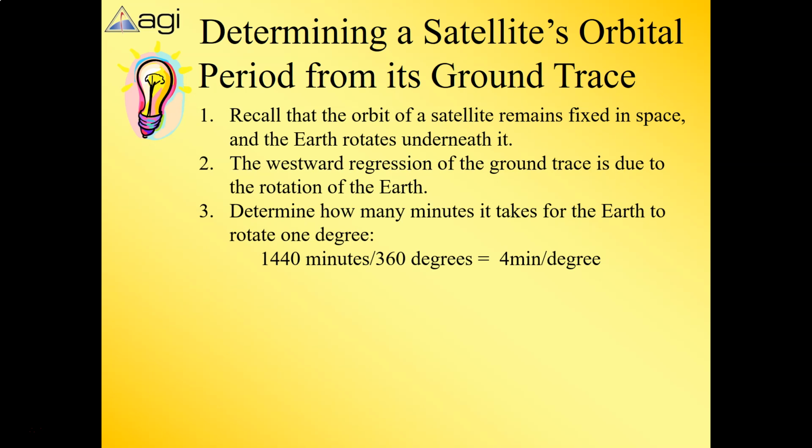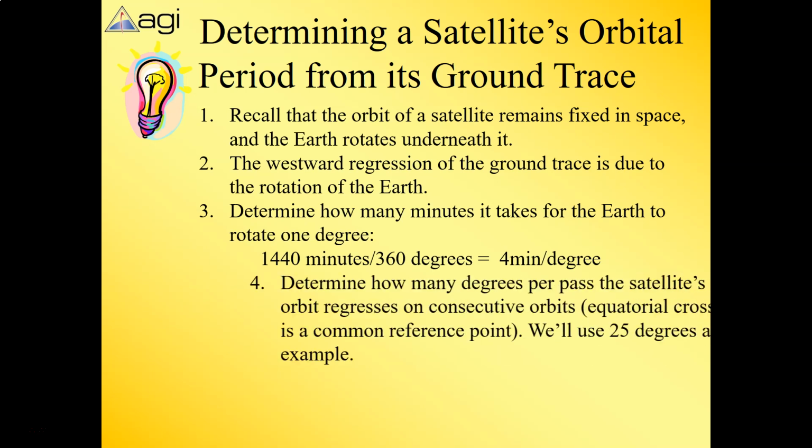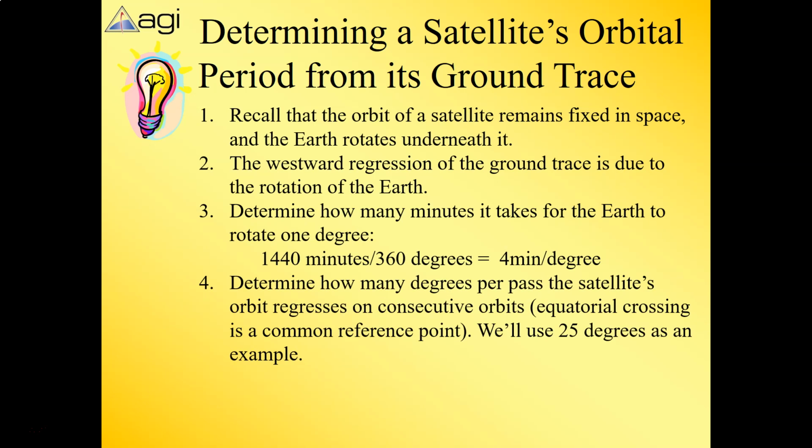So step 3 shows 1,440 minutes calculated by saying 24 hours by 60 minutes. And we divide that by 360 degrees. This is 4 minutes for every 1 degree. Step 4 now has us determine how many degrees per pass the satellite's orbit regresses or moves westward on each consecutive orbit. Equatorial crossings being that common reference point that we'll use.